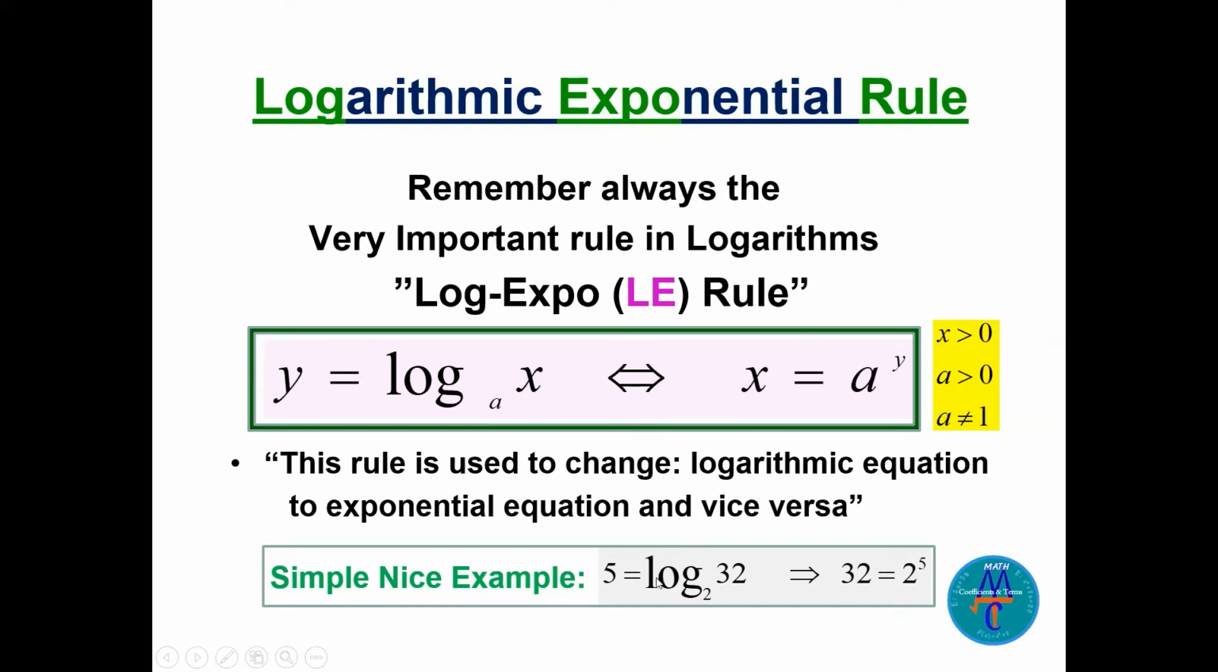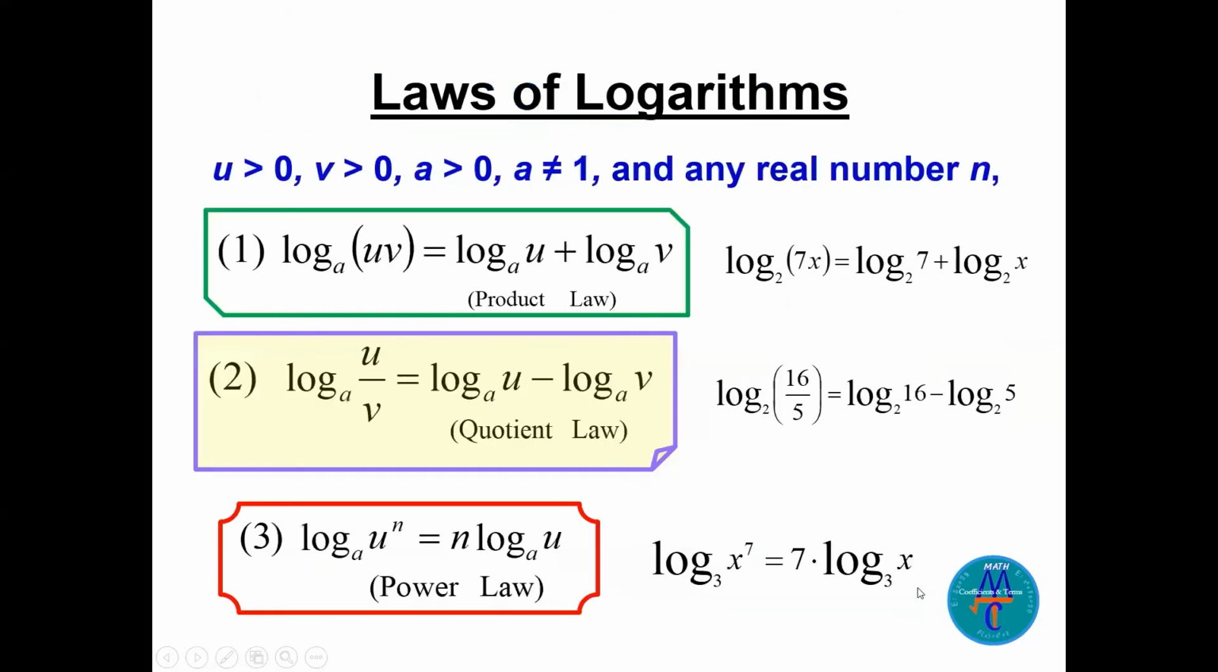Look at this simple, easy example you can always remember. 5 equals log base 2 of 32. So y here is the 5. The base a is 2. x is 32. So we can write it as 32 equals 2, the base here, to the power 5, which is correct. 2 to the power 5, multiply 2 5 times, you will get 32.